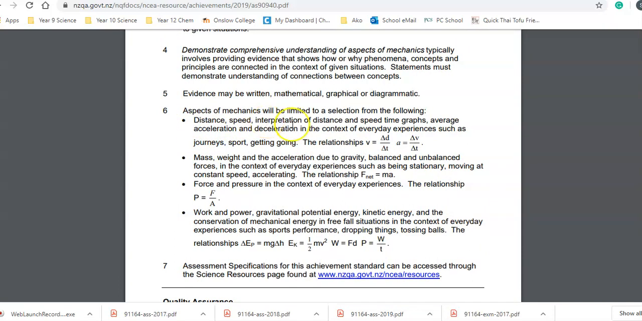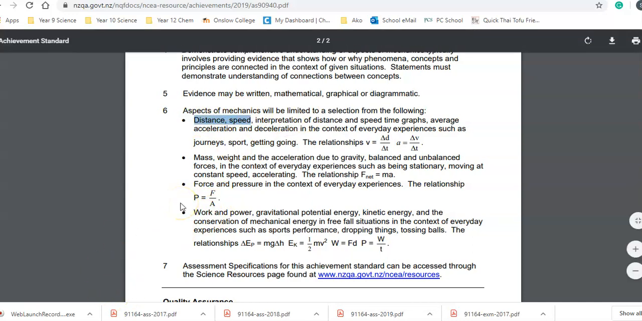So we've got distance, speed, interpretation of distance and speed time graphs, average acceleration and deceleration in the context of everyday experiences such as journeys, sport, getting going, the relationships v equals delta d over delta t, and a equals delta v over delta t, and then so on and so forth for the rest of this. For this video, we're going to start by looking at distance and speed.